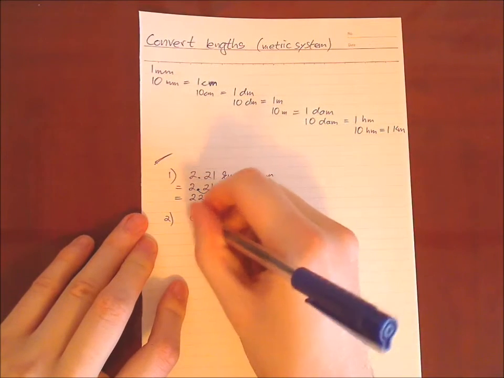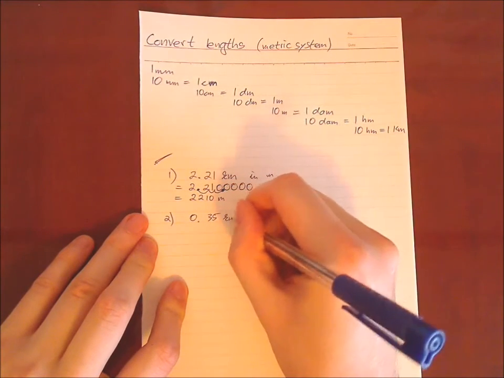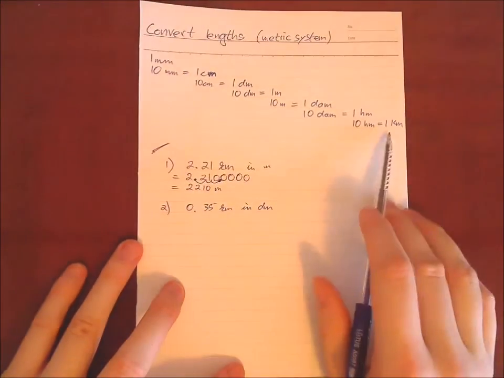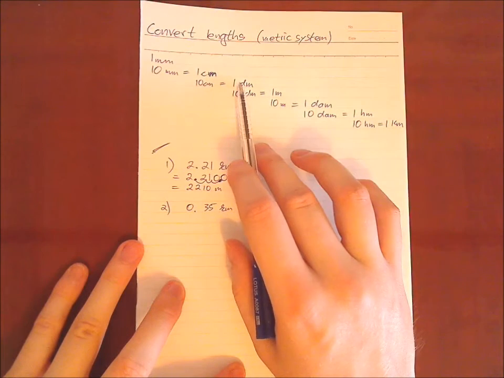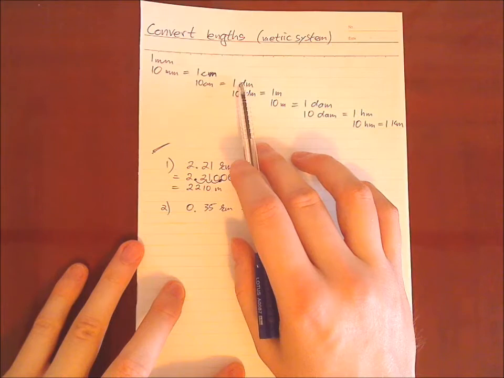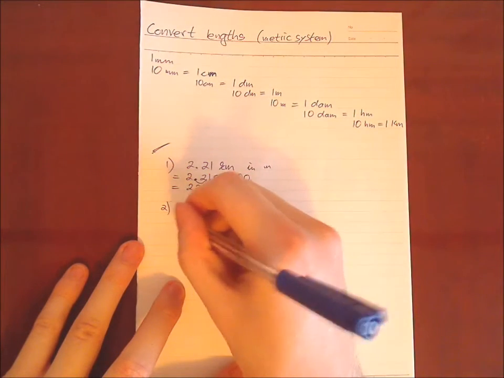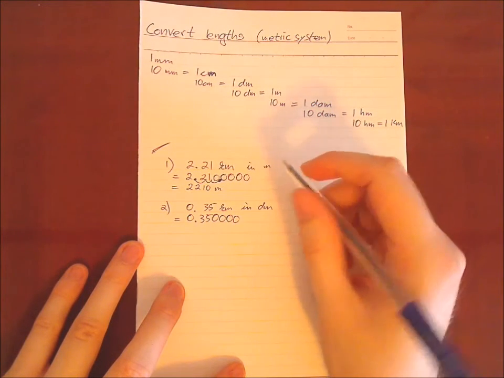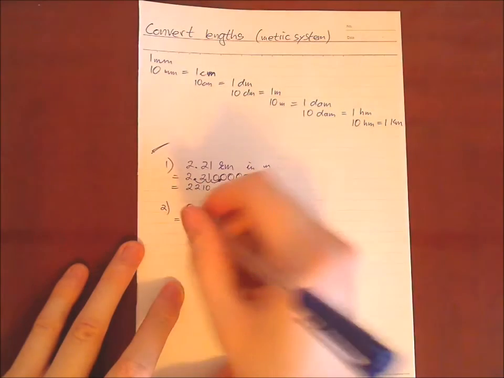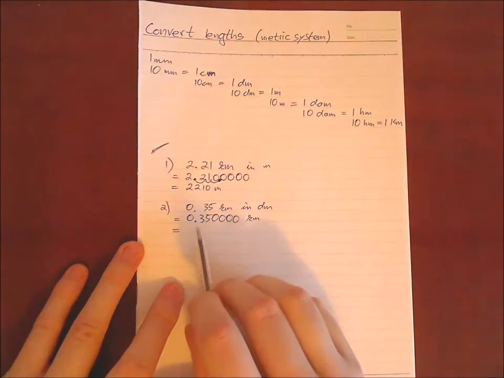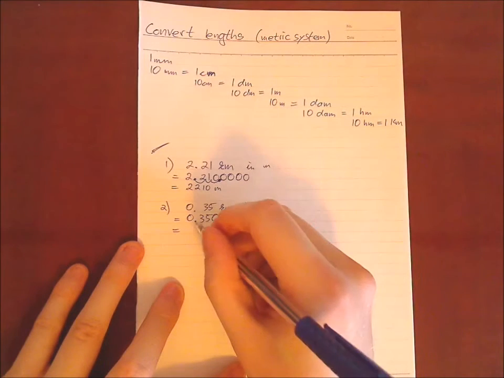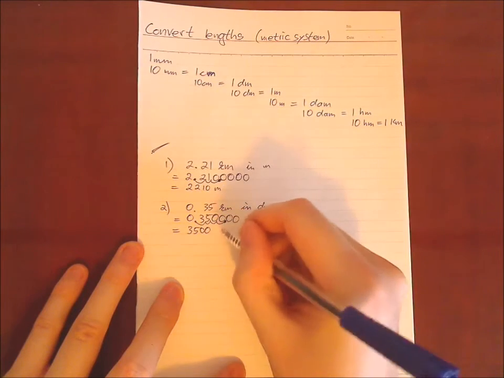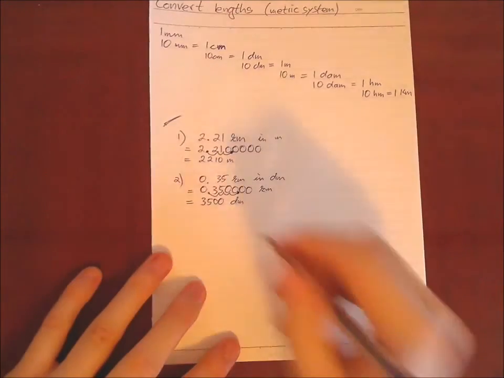Next exercise. 0.35 kilometers in decimeters. Kilometers, decimeters, so we have 1, 2, 3, 4. We have to move the dot 4 times. So we can also write this, adding as many zeros as we want. And now we want to convert, so we set 4. 1, 2, 3, 4. There we go, 3,500 decimeters. So it's very easy actually.